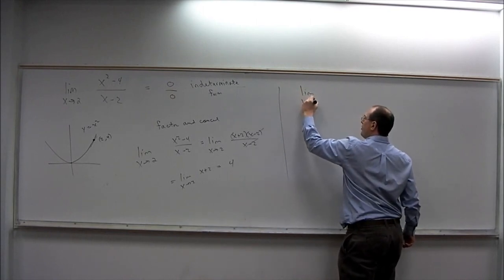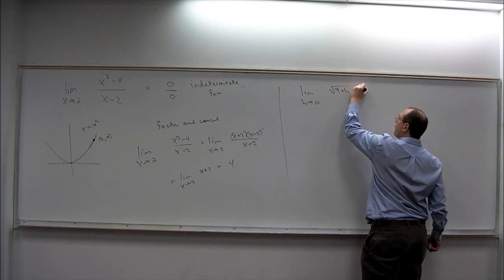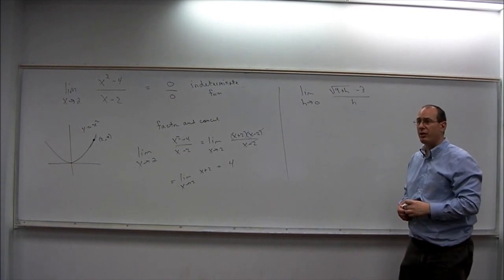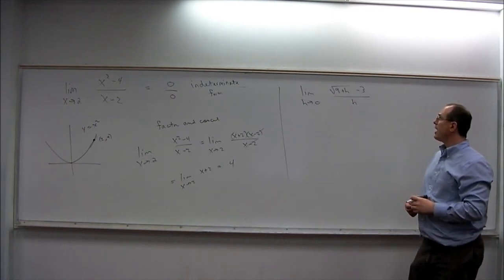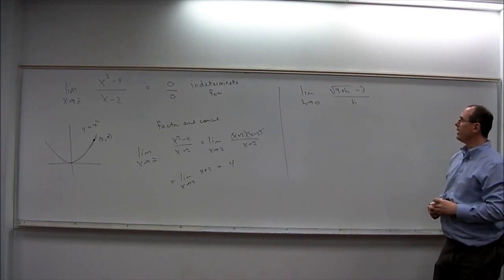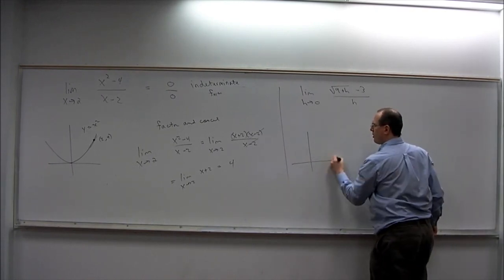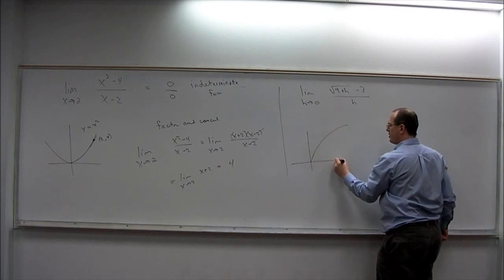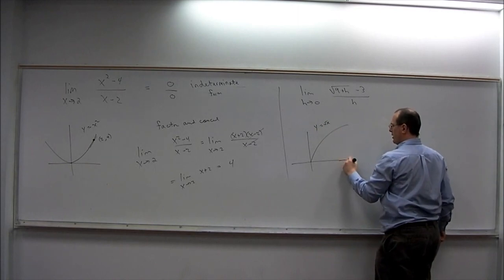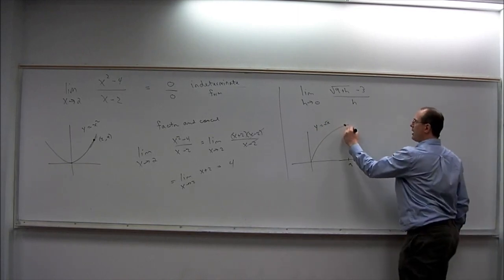In our second example, we will investigate the limit as h approaches 0 of (the square root of 9 plus h, minus 3) divided by h. And this limit occurs when trying to find the slope of the tangent line to the curve y equals the square root of x at the point where x is equal to 9, the point (9, 3).